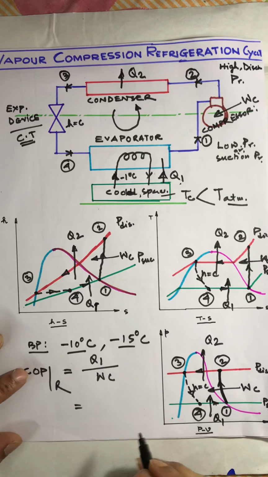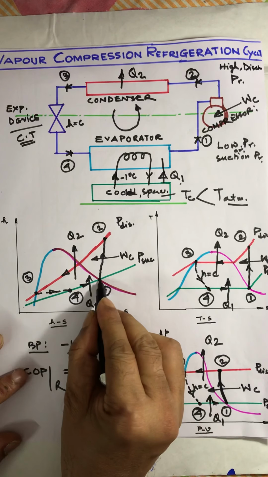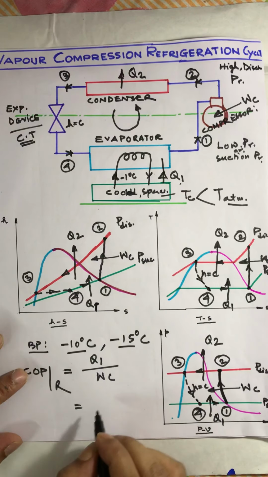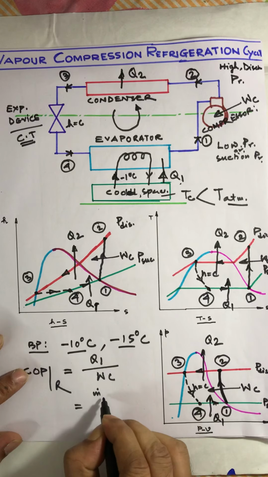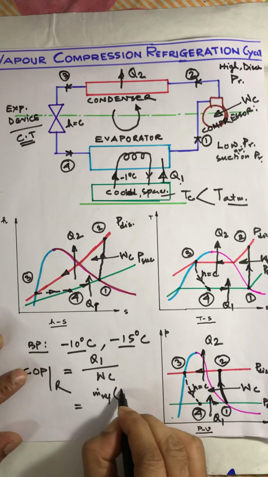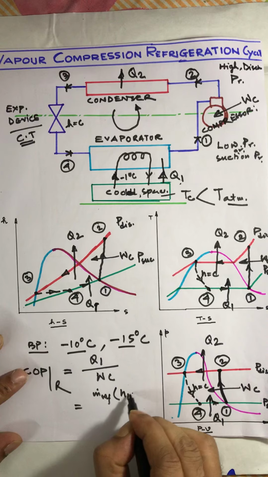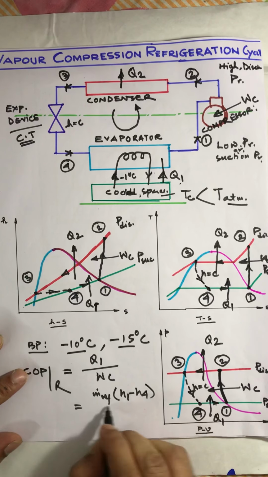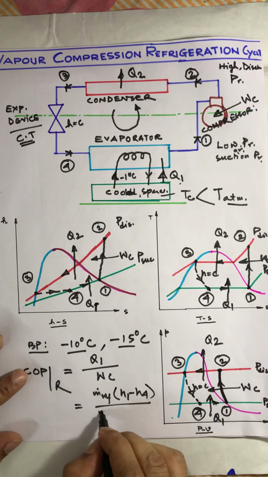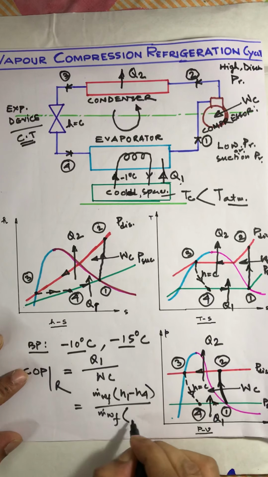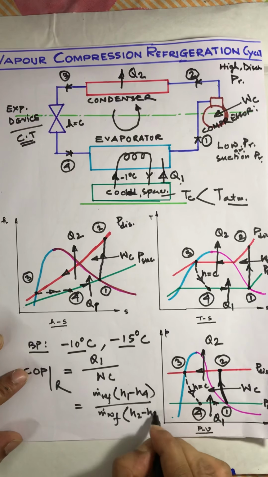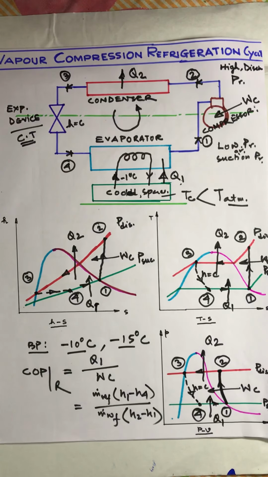How can we calculate it? Q1 is nothing but H1 minus H4. So it is the mass flow rate of working fluid into H1 minus H4, divided by the mass flow rate of working fluid into H2 minus H1. This is a very simple process.